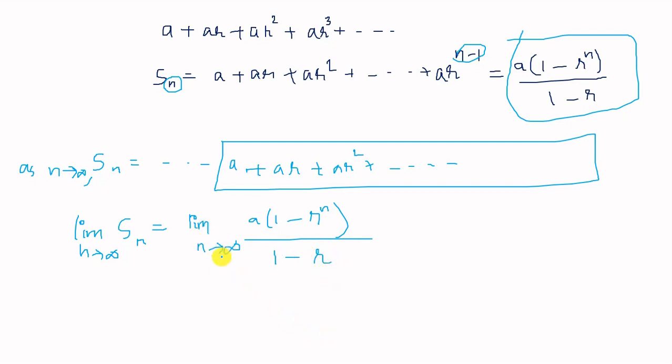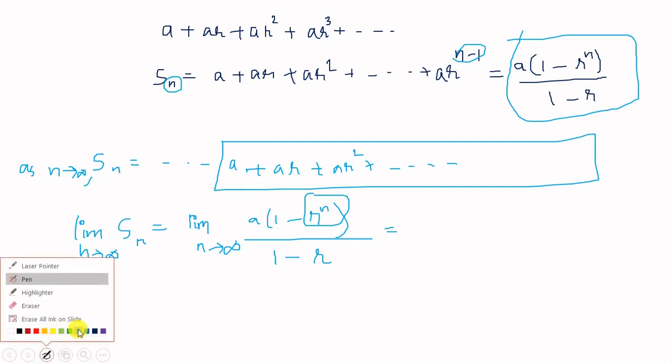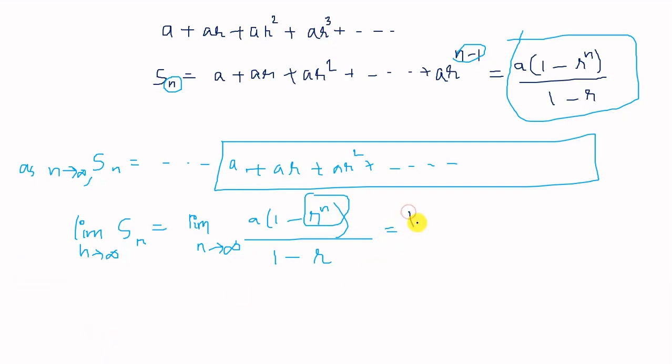Now here we have limit n tends to infinity, and the only quantity containing n here is r raised to n. So what we do is we'll try to simplify this limit a little further. So this is equal to limit n tends to infinity, multiply this a inside, so you'll get a into 1 is a minus a into r raised to n is ar raised to n by 1 minus r. So this is equal to limit n tends to infinity.